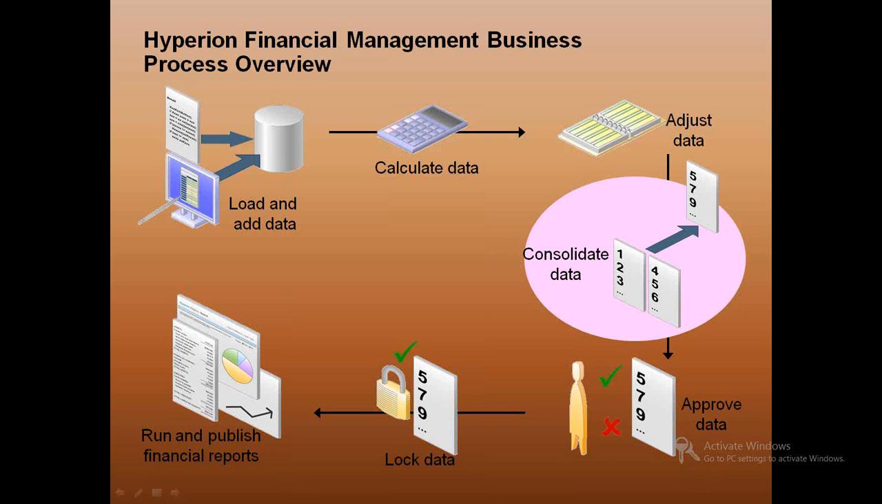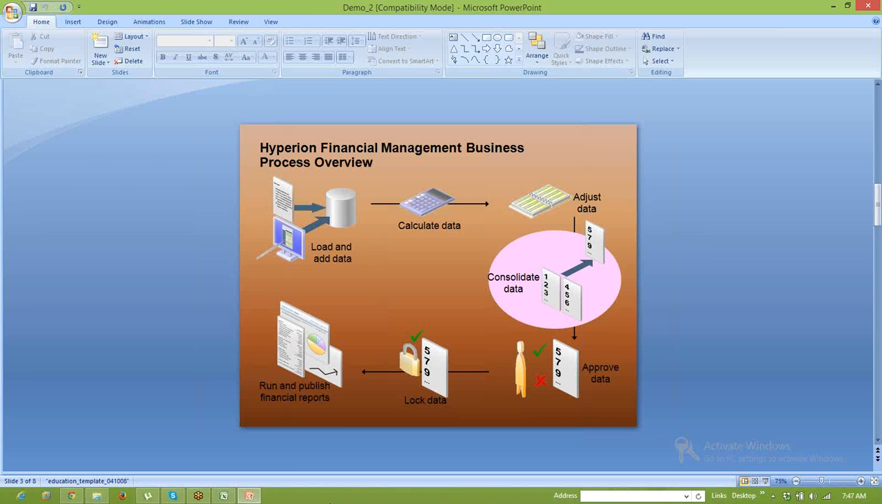Once the data gets approved, only then can we lock the data and publish it in reports. By using the HFR or SmartView, we can generate the reports. Once we approve the data, we lock it so that no other user can go and modify it. We are preventing data modifications once the data is approved. Once the data is locked, only then can we run the reports using the HFR financial reports or SmartView. By using SmartView, we can generate the reports.